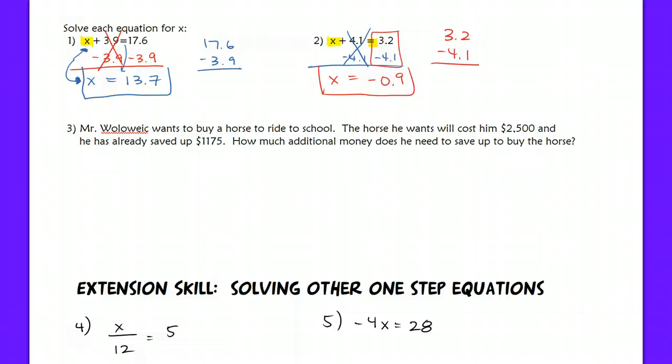Okay, I know most of you are going to want to just take $2,500 and subtract $1,175. Now, you would get the correct answer, but this is not the correct work, and the skill that we're working towards here is different than what you're trying to do. So I want to put it in the form of this equation, x plus a equals b.